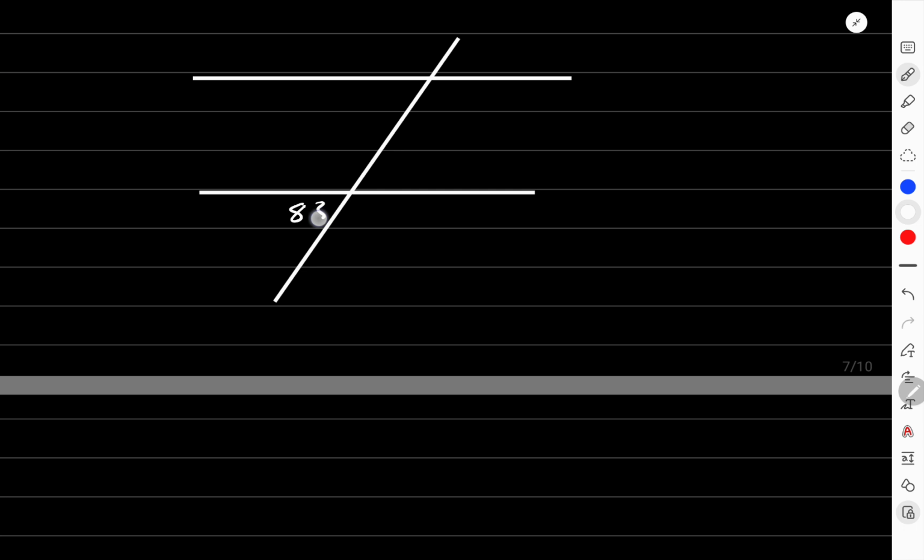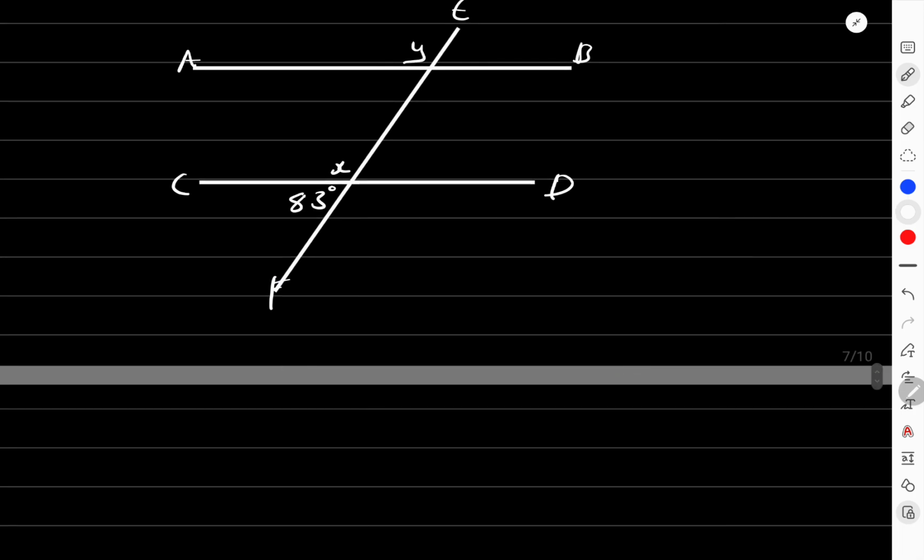I'm given here as 83 degrees. I have X, I have Y, that is here. I have AB, which is parallel to CD. I have EF here, and EF over there. Now, for me to find the value of X and the value of Y.